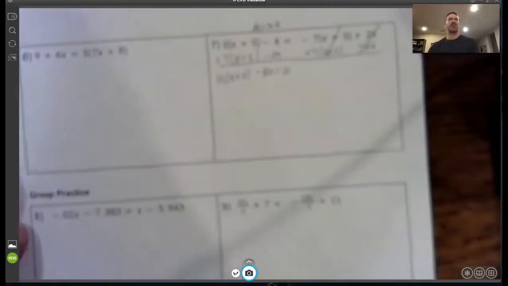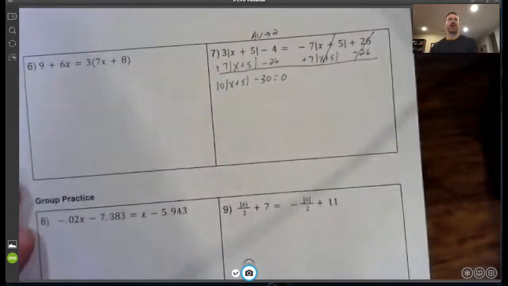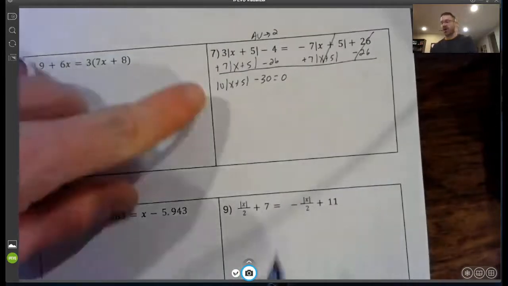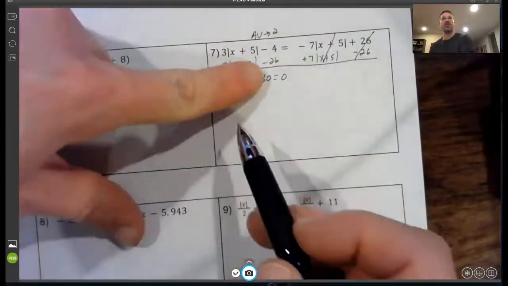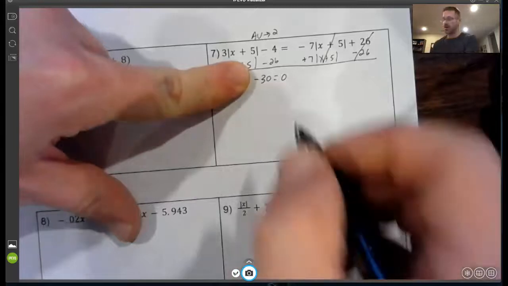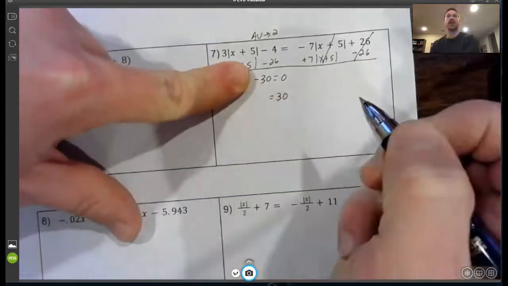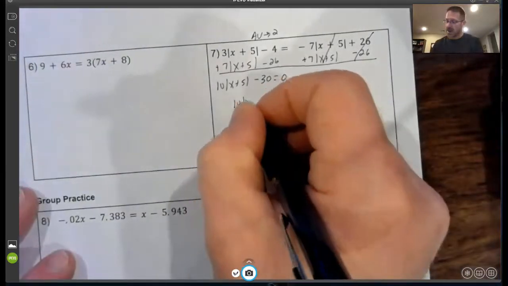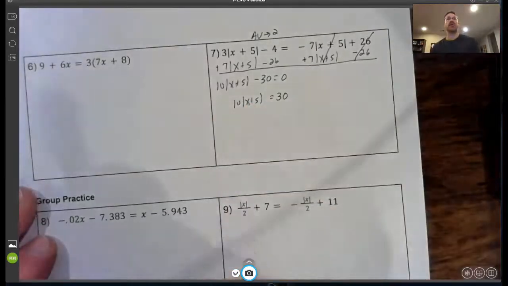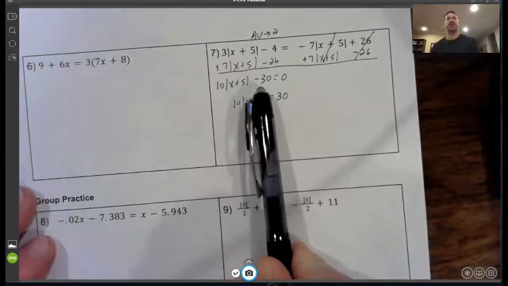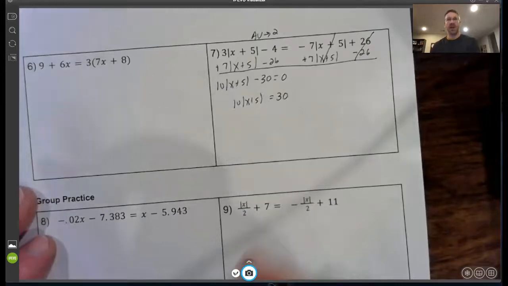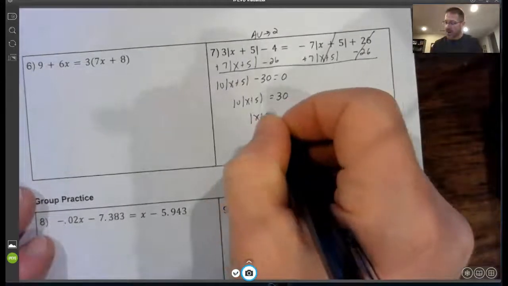All right, let me get this back into focus for you. There we go. Now, we can use our 0 property. Now, once again, I can't distribute in here, so I'm just going to use my 0 property. What minus 30 is 0? That is 30. All right, so I get 10 absolute value of x plus 5 equals 30. Now, 10 times what is 30? That would be 3. So the absolute value of x plus 5 is equal to 3.